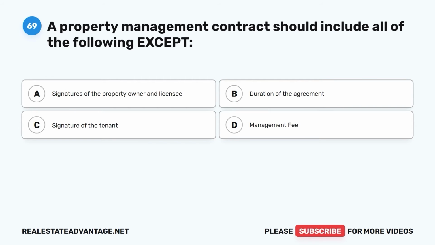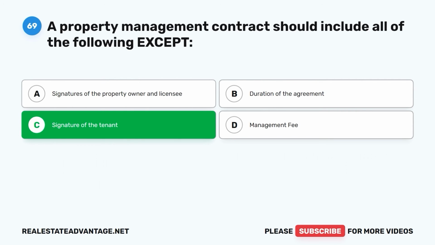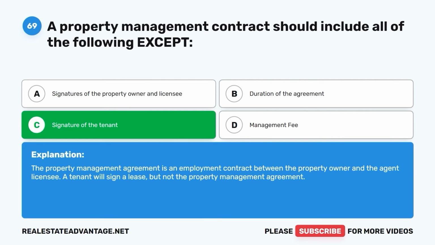Question 69. A property management contract should include all of the following except: A. Signatures of the property owner and licensee. B. Duration of the agreement. C. Signature of the tenant. D. Management fee. The correct answer is C. Signature of the tenant. The property management agreement is an employment contract between the property owner and the agent licensee. A tenant will sign a lease, but not the property management agreement.